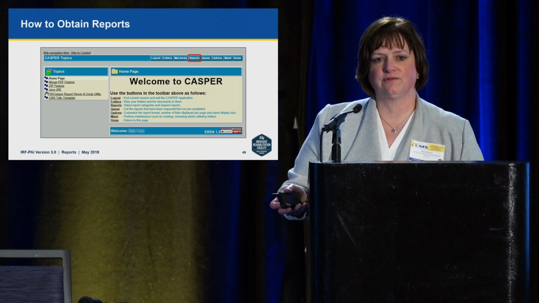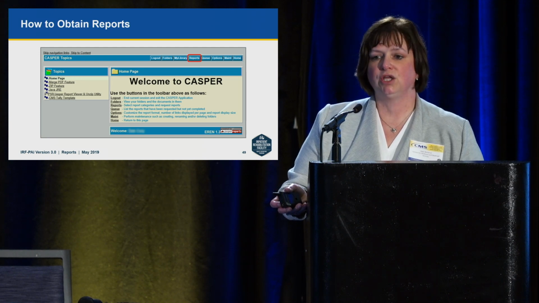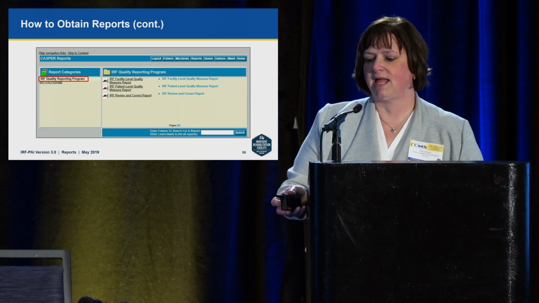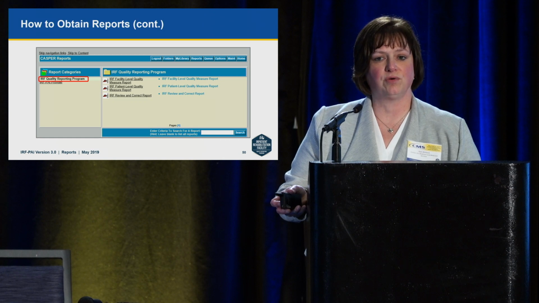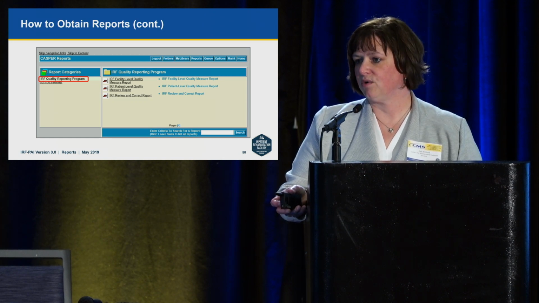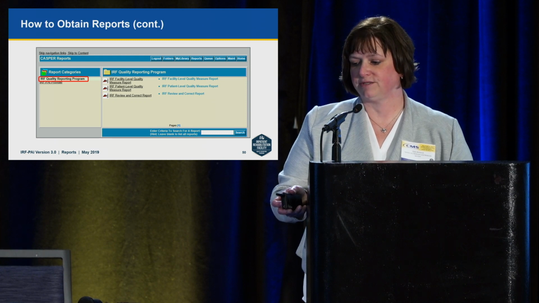To request the IRF QRP reports, such as the Review and Correct or the Quality Measure reports, you would select the Reports button in the menu bar and select the IRF Quality Reporting Program report category. As you can see, once the report category is selected, the reports that are available to you are displayed in the right hand side of the web page.